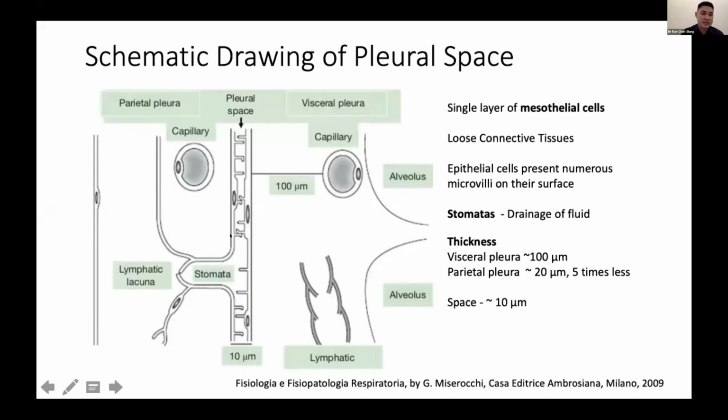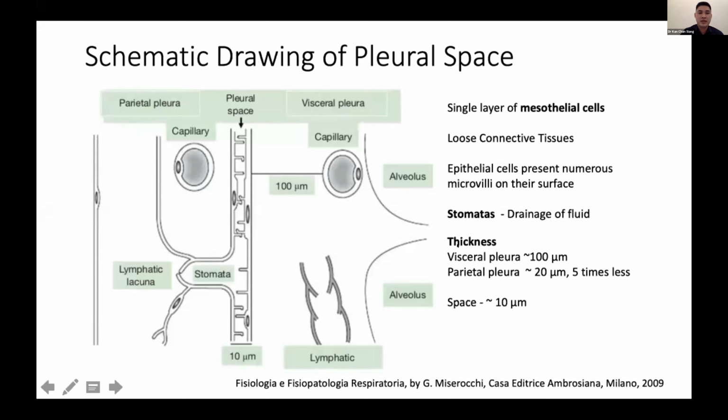If you look very closely, there are invaginations of these structures on the parietal pleura, which we call lymphatic stomata. Now, these lymphatic stomata are connected to an extensive network of submesothelial lymphatic lacunae, which are responsible for the drainage of pleural fluid. If you look clearly at the diagram, the lymphatic vessels of the visceral pleura are not connected to the pleural space, and therefore the visceral pleura is not involved in the drainage of the fluid.